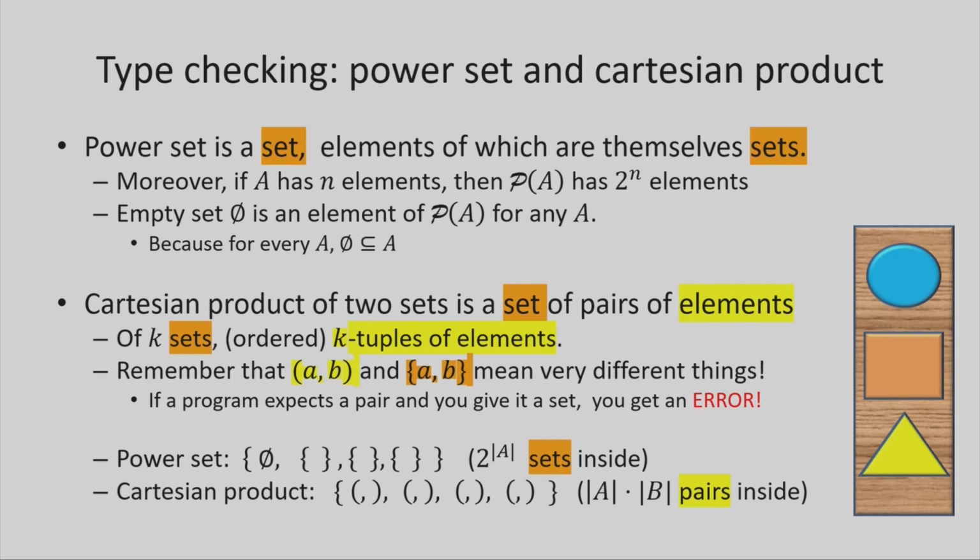And again, to differentiate them, think about a program that somebody has written to which you give an input. If it expects as an input a point in space, then you need to give it a pair of numbers in round brackets. If it expects as an input a set, you give it 2 elements in curly brackets. If you give it something different, it will give you an error.